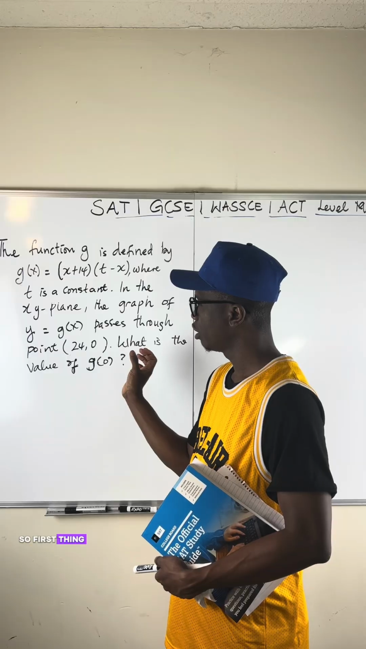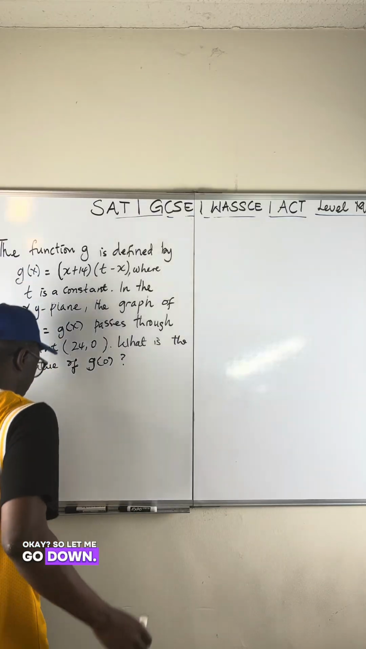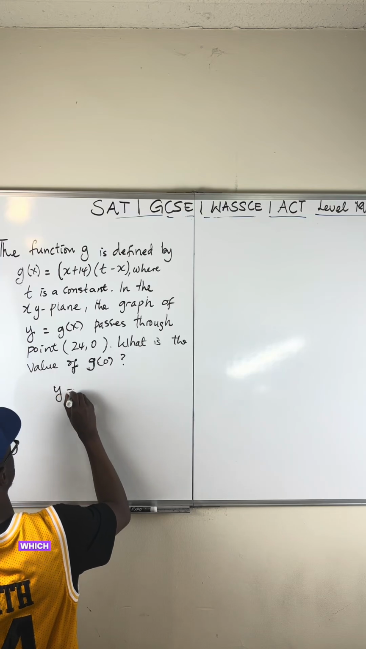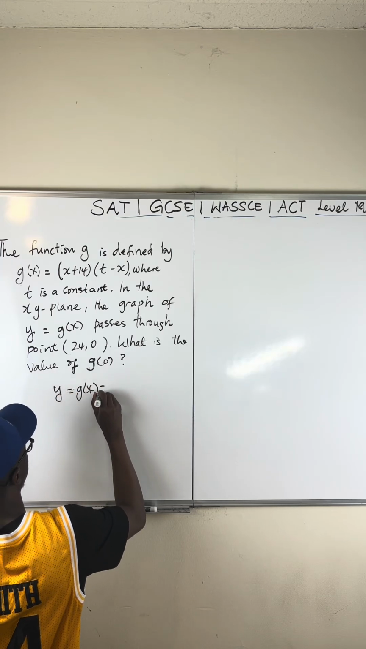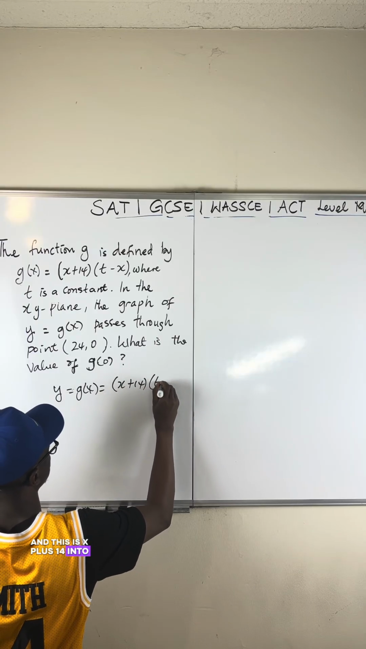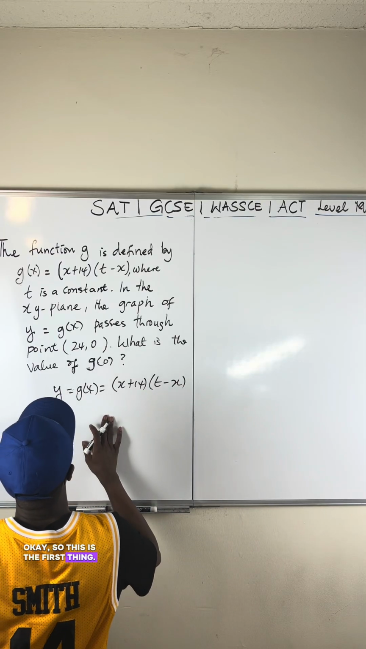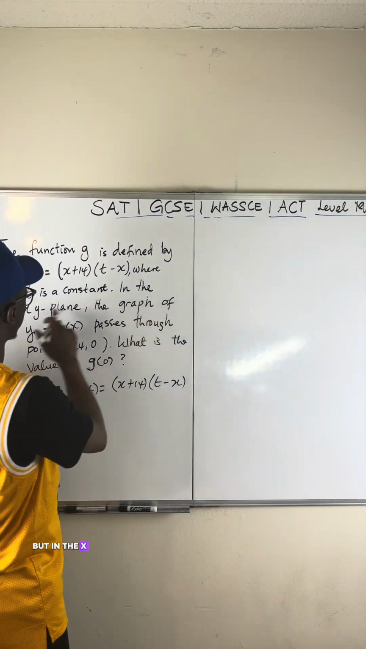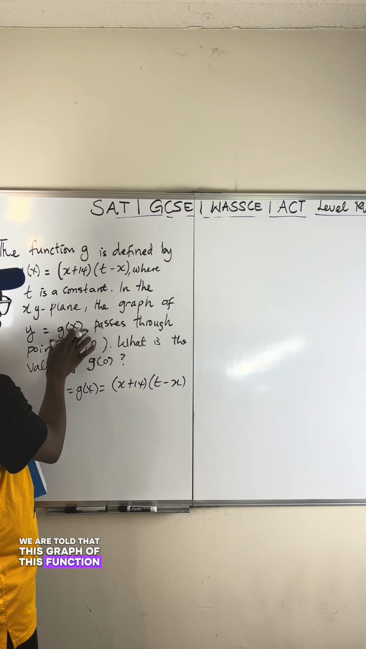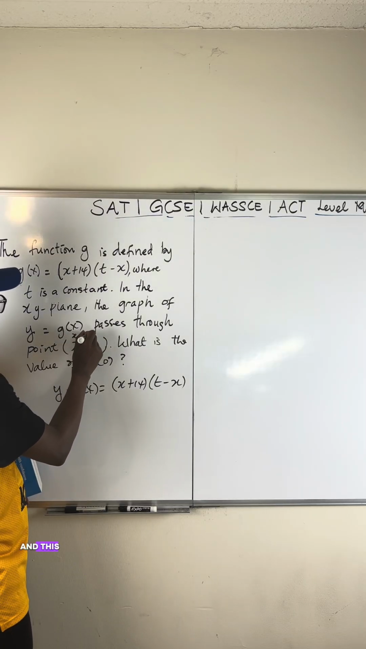So first thing we have to do is to write this equation here. Okay, so let me go down. So this is y, which is the same as your g of x, and this is x plus 14 into t minus x. Okay, so this is the first thing. But in the xy plane, we are told that the graph of this function passes through a point. So this point, this is going to be your x, and this is going to be your y.